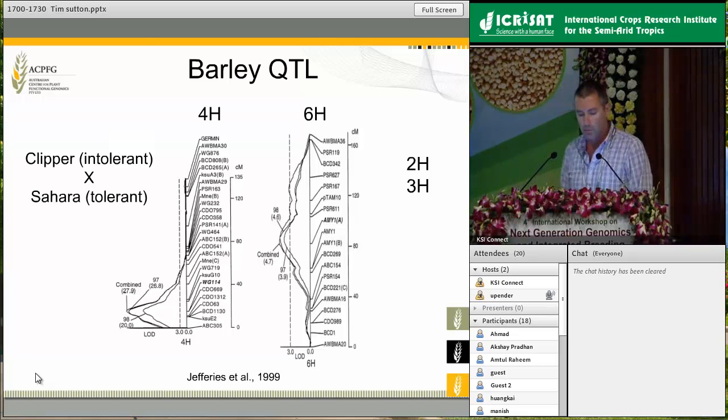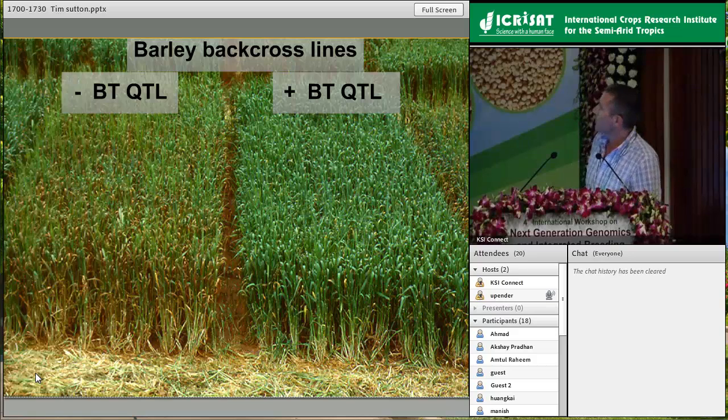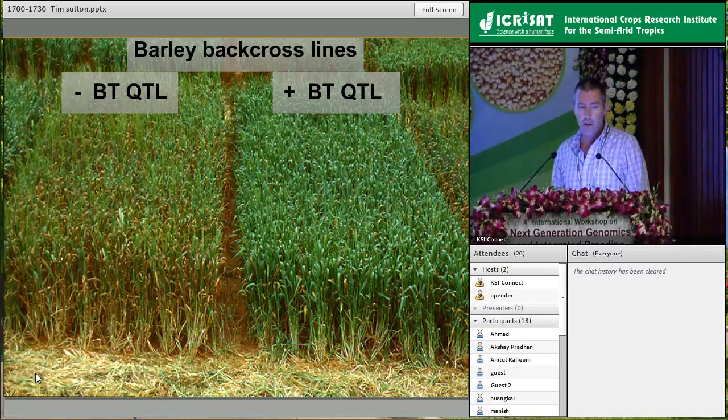This is some back-crossing work. Now I'm not sure how clear this comes out, but these are both some barley back-cross lines. On the left are the back-cross lines that are missing most of the, or I think it's 3 out of 4 of the major tolerance QTL, and on the right here is a similar set of lines containing the QTL, and I hope you can see the difference in leaf symptoms there.